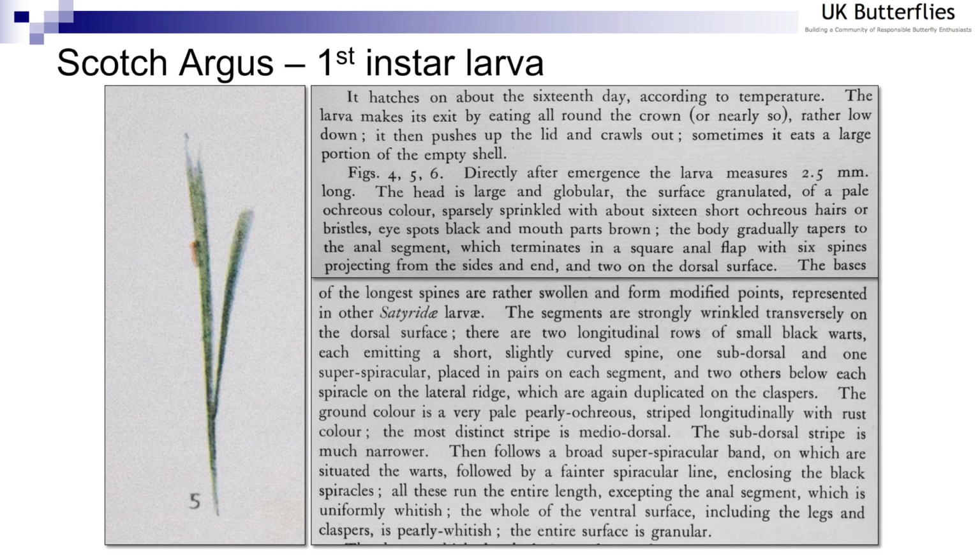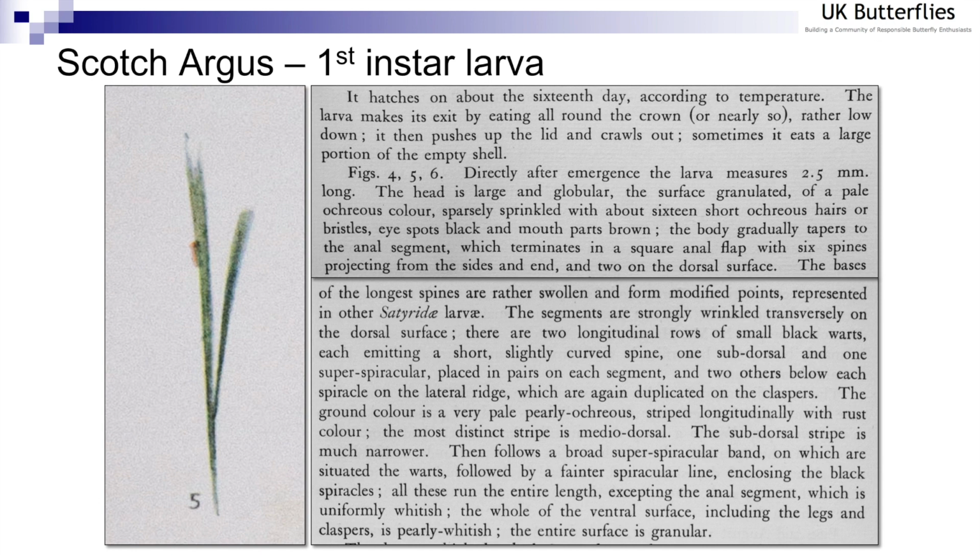In order to compensate for that, Frohawk has quite elaborate descriptions both of the behaviour and appearance of each larval instar especially. So for example, here you can see it says the larva makes its exit by eating all round the crown and pushes up the lid and crawls out. And the subsequent paragraph is really describing what that first instar looks like.